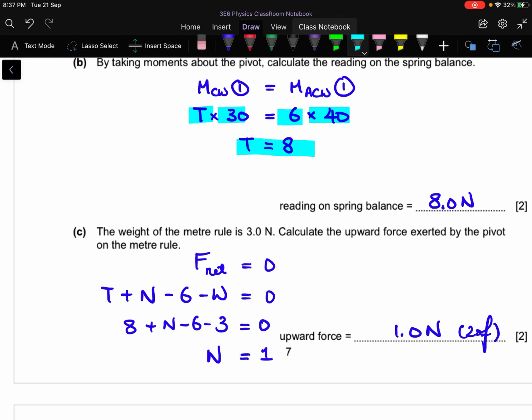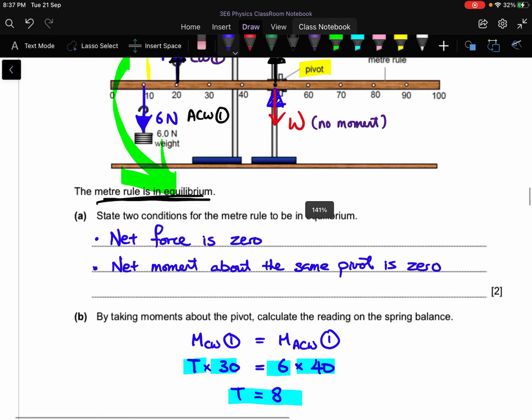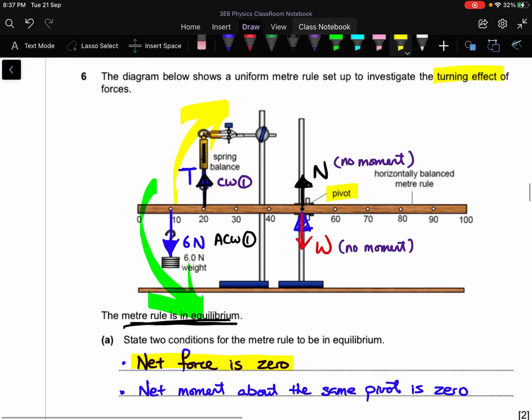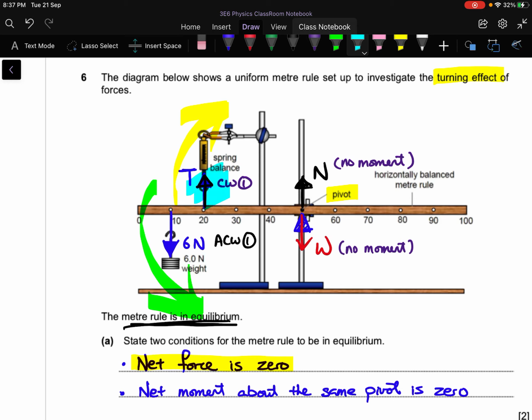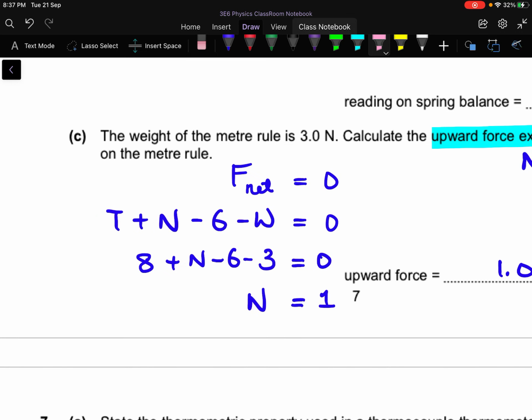And then for part C, you are actually asked to find the upward force exerted by the pivot on the ruler, right? So this is your normal contact force, which is the N we have. So because this is an equilibrium system, your net force will be 0. So meaning that all my upward forces, my blue forces, should be balanced by the downward forces, the pink forces. Right, so you don't even need to take moment again. You can just equate it this way.